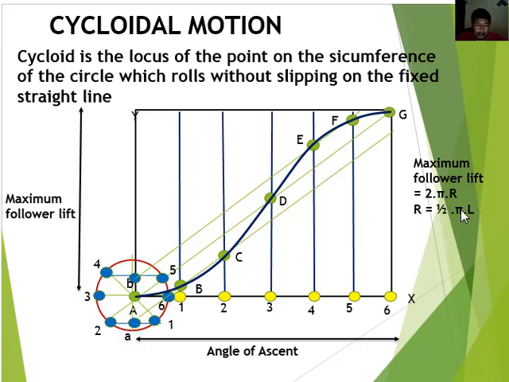P L, where L is the follower lift, divided by 2. So half P multiplied by L is the follower lift.